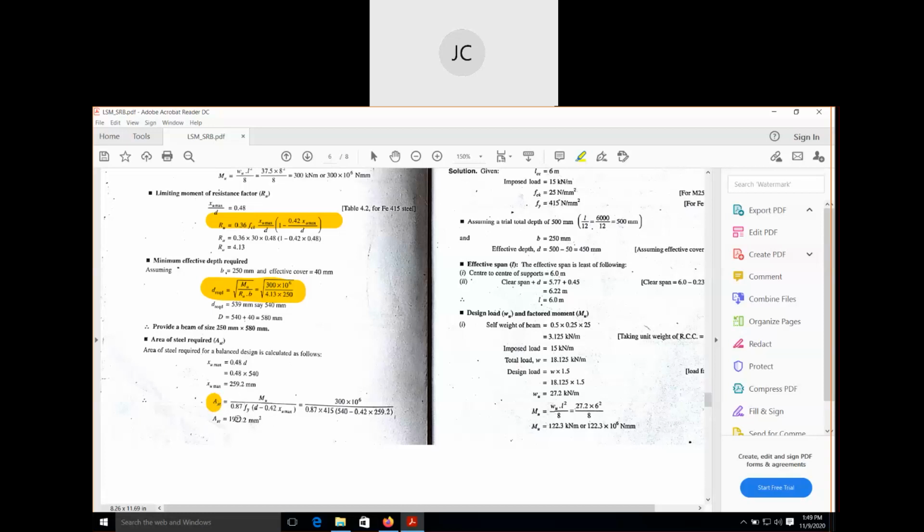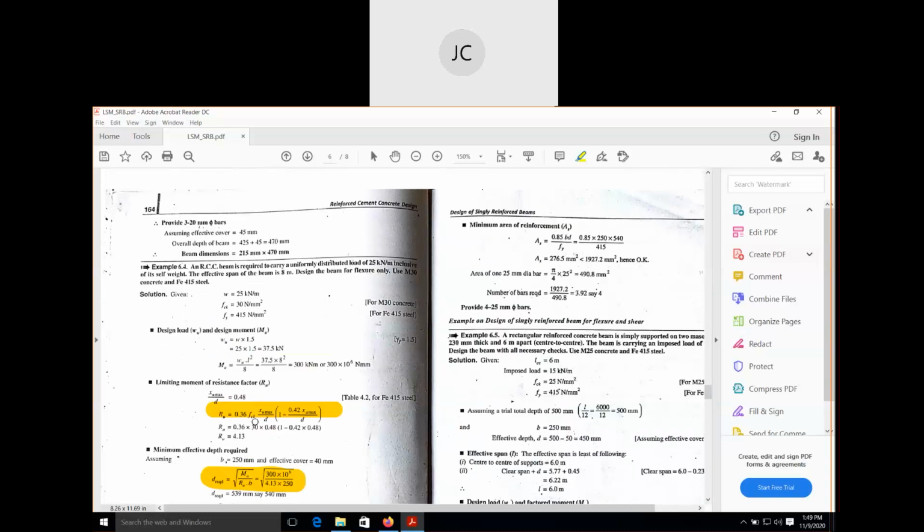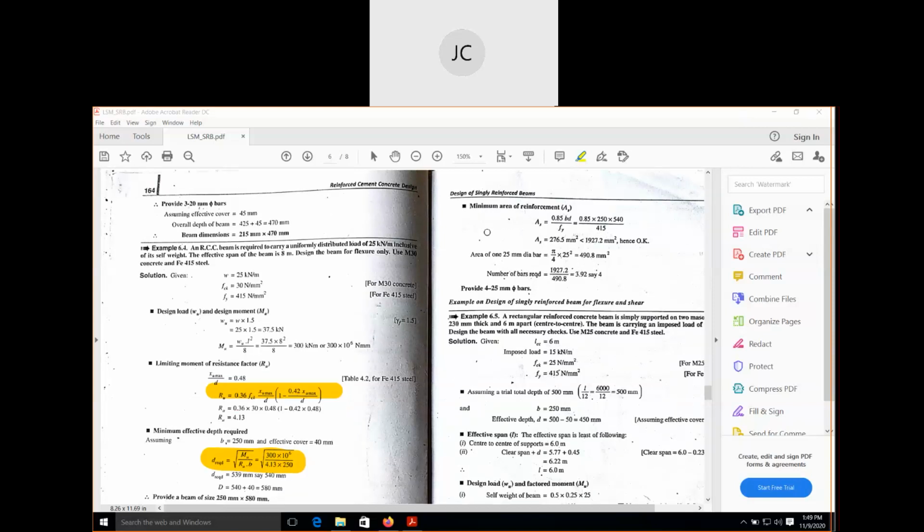Now after getting the area, we have to choose the diameter of the bar. Since the area is higher here, almost 2000 square millimeters, we will provide a higher diameter bar. In this question they have assumed 25 millimeter bars. Then, as I told you in the last class, after getting the area of steel, we have to check whether we are getting the minimum amount of reinforcement or not.